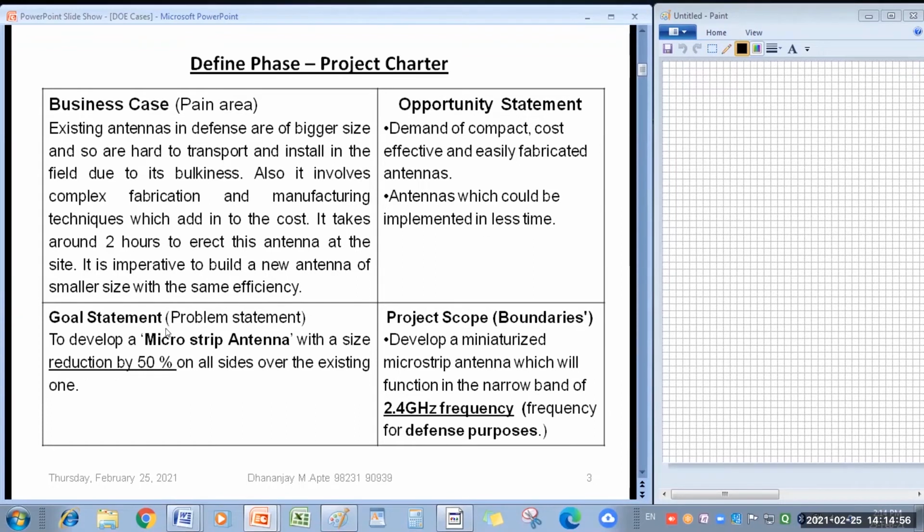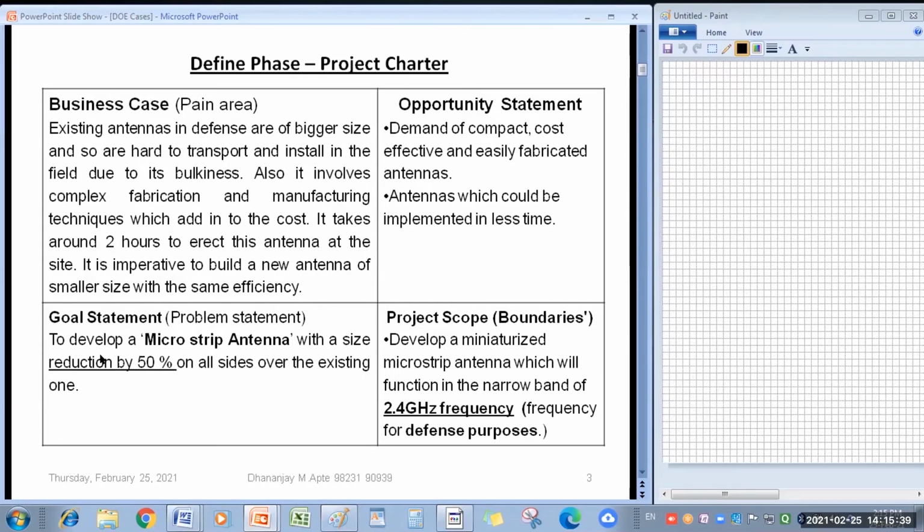Now look at the problem statement. In every project, whenever I advise you, whenever you proceed to a project, you prepare your goal statement in the very beginning. Look at this goal statement: to develop a microstrip antenna with a size reduction by 50%. I have given a goal statement, a single line. There is no other chatter over here. A specific goal statement. This goal statement is called a SMART statement. SMART stands for specific, measurable, achievable, realistic, time bound.